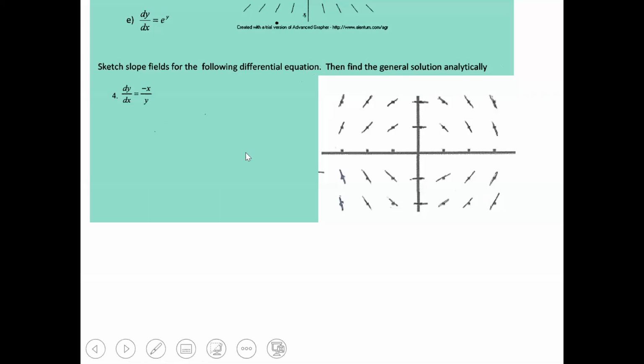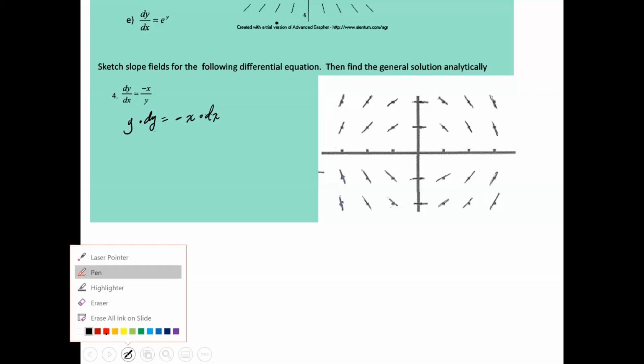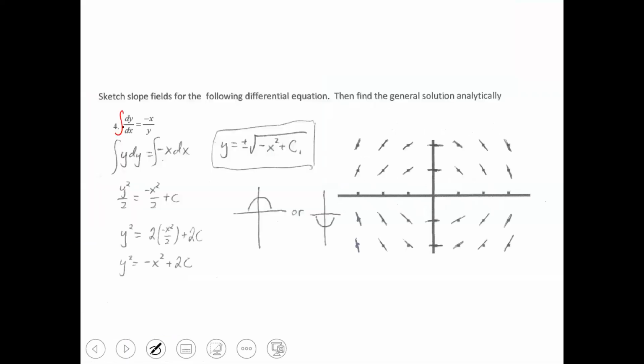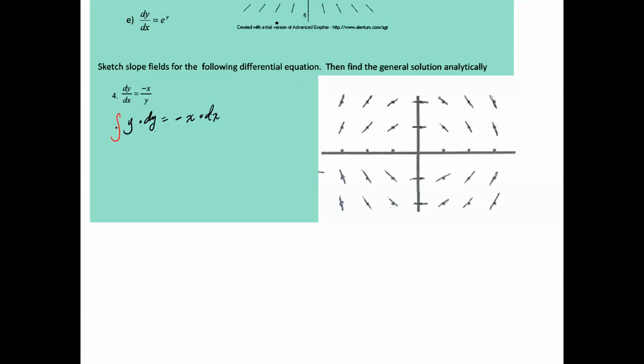So looking at this right here, the first step is to separate the y's and the dy's together. So if I multiply y on both sides, y times dy equals negative x times dx. Once you have that, we're going to integrate both sides. The integral of y is 1 plus 1, which is a 2, divided by 2. So y squared over 2 equals, same thing with the x's, negative x squared over 2 plus c.